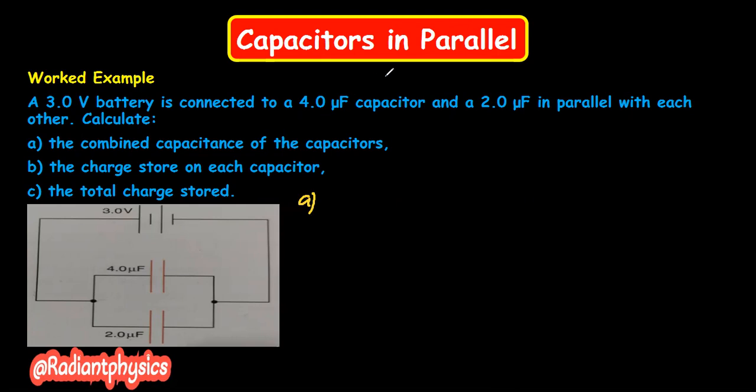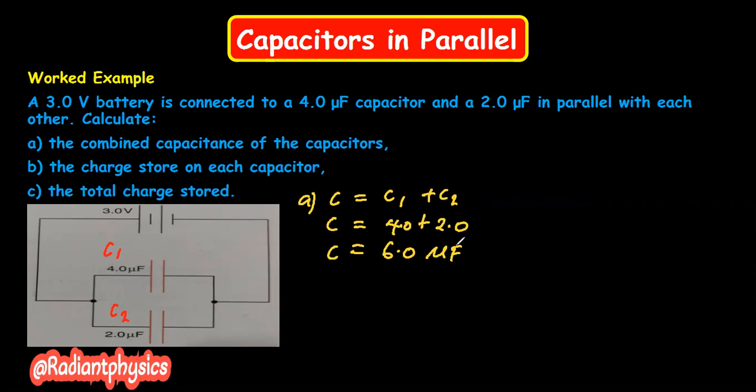So let's say this is capacitor 1 and then this is capacitor 2. We will just add the values. The combined capacitance is going to be capacitor 1 plus capacitor 2. So 4.0 plus 2.0 microfarad, and then the total capacitance is going to be 6.0 microfarad. So this is how to calculate this.